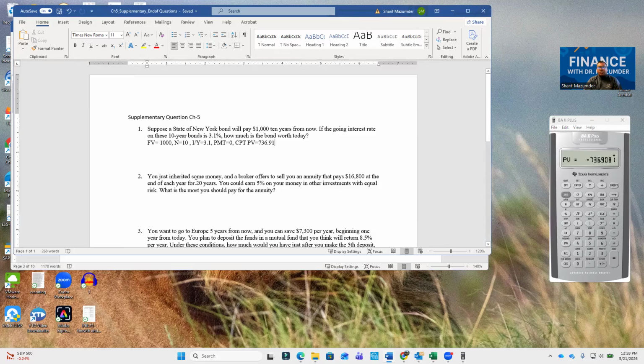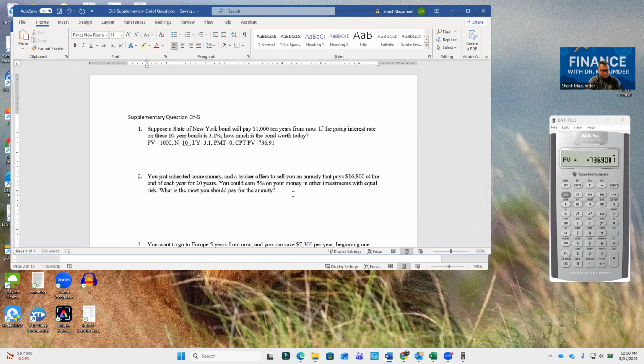N is 20. You could earn 5%. So 5% is your I over Y. What is the most you should pay for the annuity? That means what is the present value of this annuity? Okay, so now we can plug in the numbers.